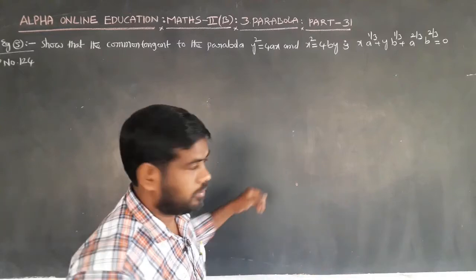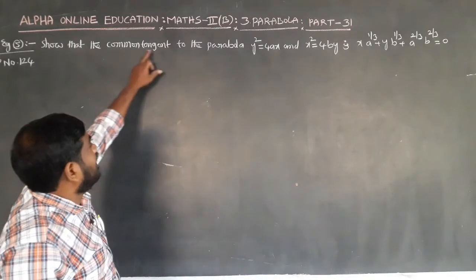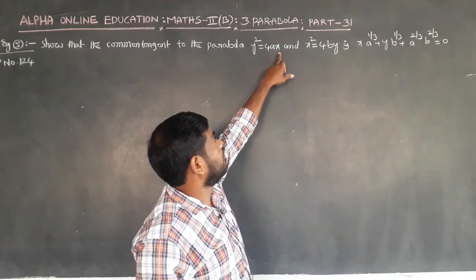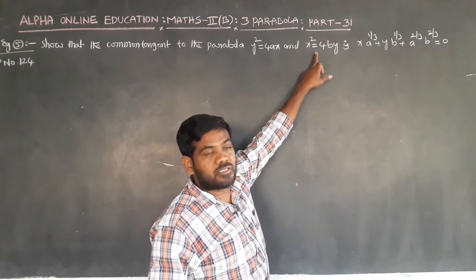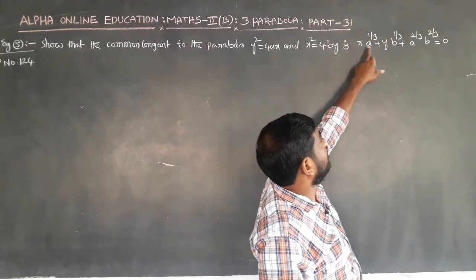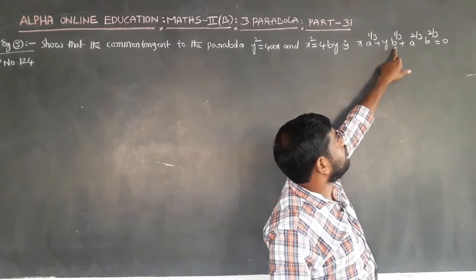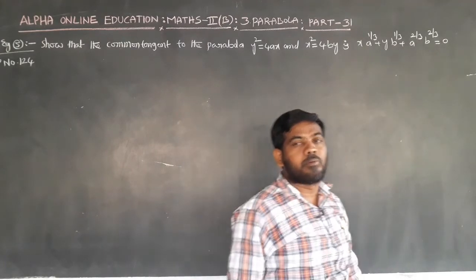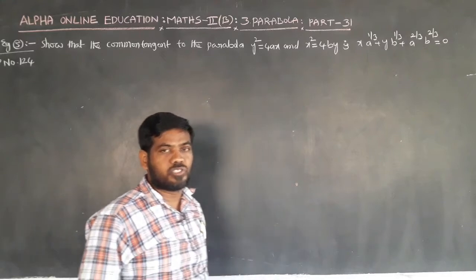Mostly important problem. Show that the common tangent to the parabolas y square is equal to 4ax and x square is equal to 4by is x a power 1 by 3 plus y b power 1 by 3 plus a power 2 by 3 b power 2 by 3 is equal to 0.